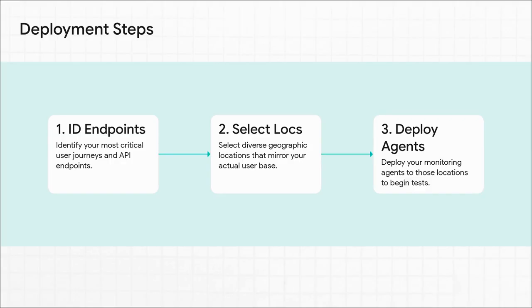Step 1, figure out what's most important. What are the critical user journeys that absolutely, positively cannot fail? Step 2, pick a bunch of different locations to test from, places that actually mirror where your real users are. And step 3, deploy your agents to those locations and let them rip.